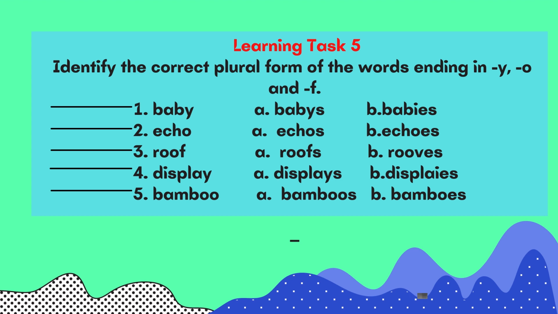And for the last one, bamboo. So S is added at the end. And for letter B, ES are added. So children, choose only the letter of the correct answer. You can do it.